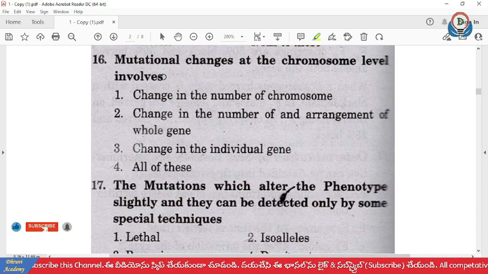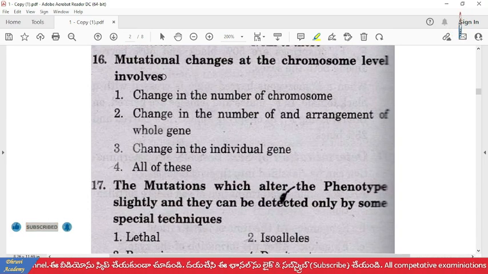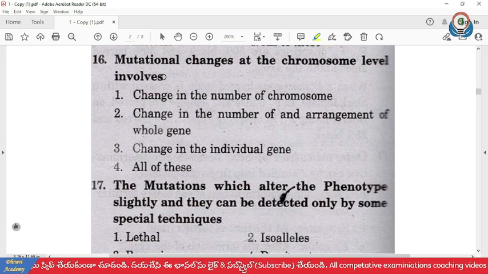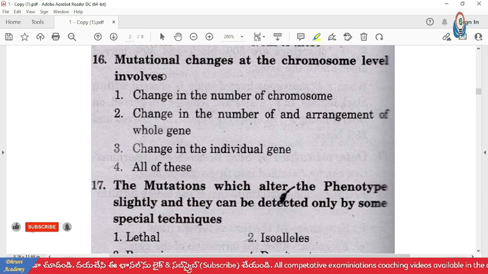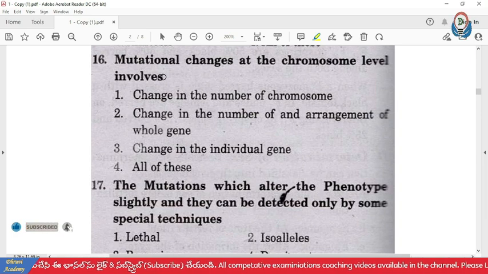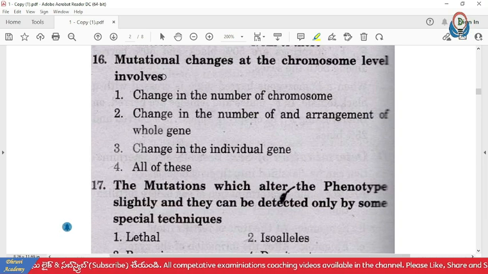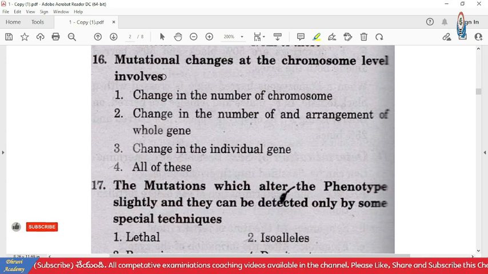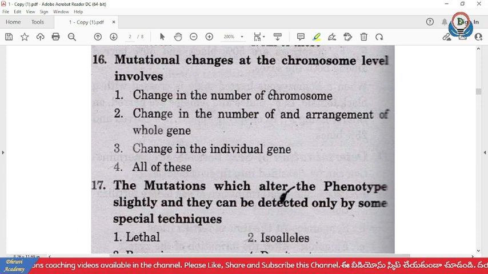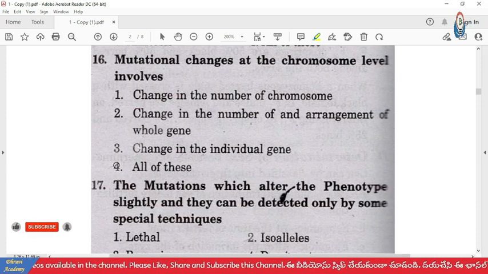Next one, mutational changes at the chromosome level involve: is it one, change in the number of chromosomes, or two, a change in the number and arrangement of whole genes, or third one, a change in the individual gene, and the fourth one, all of this? Which is the correct answer? Its answer is all of this.